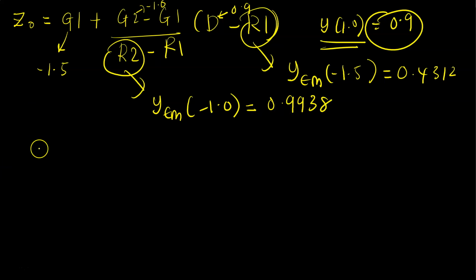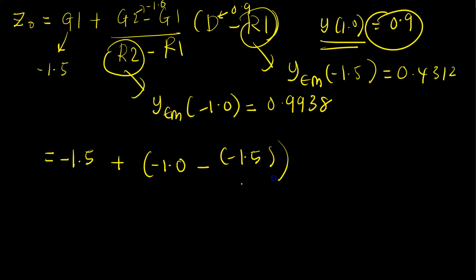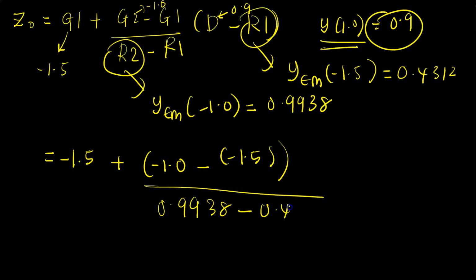Meaning that when we want to do extrapolation, it is equal to negative 1.5 plus (negative 1.0 minus negative 1.5) divided by our R2, which is (0.9938 minus 0.4312), and then times the desired value (0.9 minus 0.4312). When we solve this one class, you get the actual Z0 roughly equal to negative 1.0834.